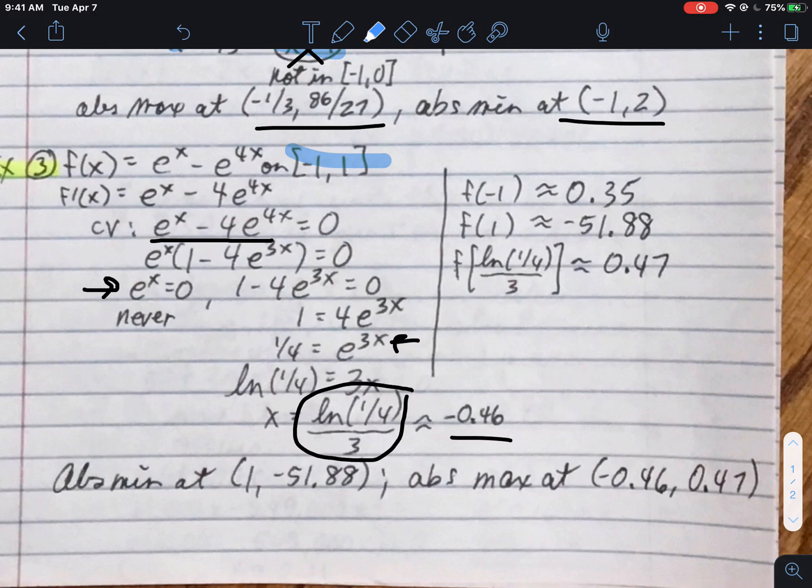But in this case, right, so -0.46 is in the interval, so we plug in our endpoints, -1 and 1, and we plug in the critical value that we found, and we get approximately 0.47 there. So then our comparison, we do have an absolute maximum, which occurs at our point, -0.46, 0.47, that is the largest of those three values. And then the smallest, of course, would be the -51.88, which occurs at x equals 1. So at the point 1, -51.88 is our absolute minimum. And then there's our absolute maximum that we mentioned.